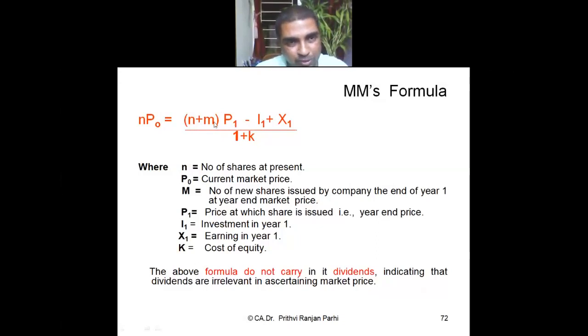New shares plus old shares into price. Out of that value, investment made will be deducted, plus earnings will be added, and finally this will remain the cash flow, the ultimate cash flow, and the cash flow will be discounted.